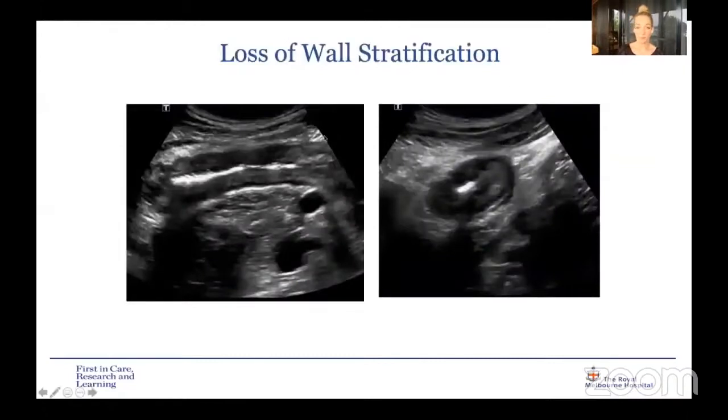Then there's loss of wall stratification. As you can see in those earlier images I showed you, there was that nice, stripy, layered wall stratification. And here you can see that's completely lost in both longitudinal and cross-sectional images. It's all blurred, and you've got a thickened bowel wall. So again, another sign of inflammation.